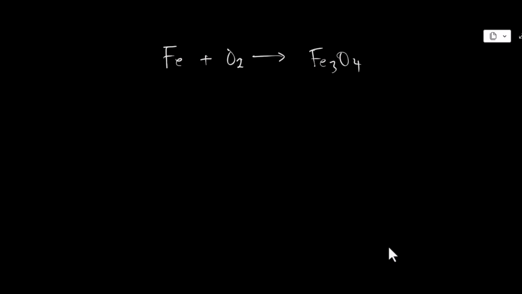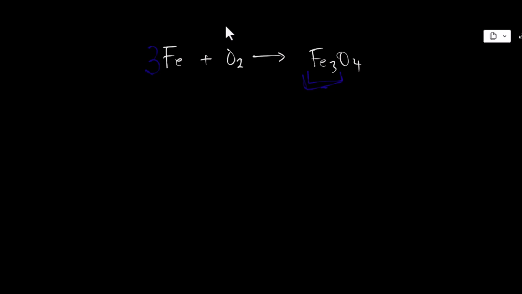Now let's consider this other example. We have iron reacting with oxygen to give us iron 2,3 oxide, or magnetite. Now let's see how we can balance this chemical equation. First of all, let's start by balancing the iron. So we can see that we have 3 atoms of iron on the right hand side. So what we do is that we put 3 over here. So the irons are balanced now. We have 3 atoms of iron on the right hand side, 3 atoms of iron on the left hand side.